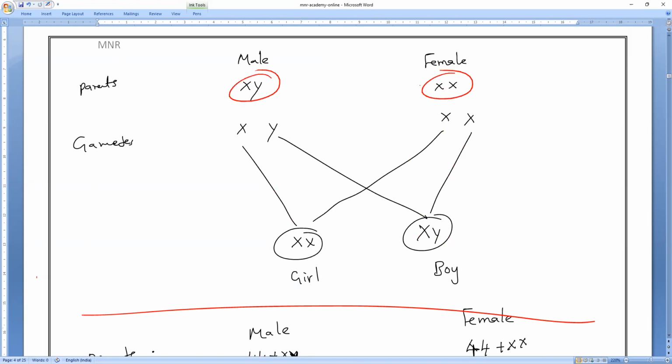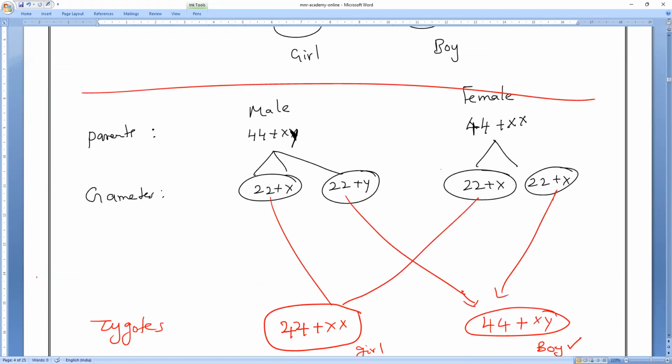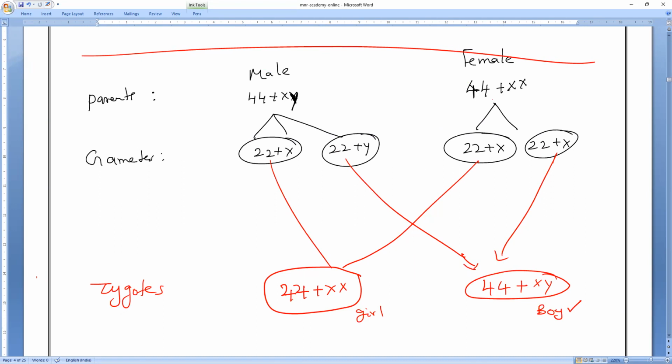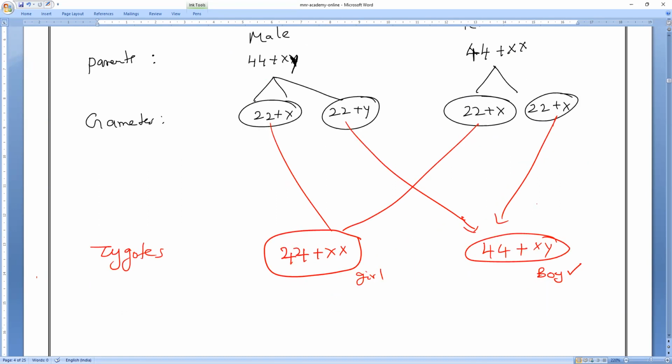XY parents, XX female, and X is a gamete, Y is a gamete, X is a gamete, X is a gamete. So only gametes are formed, and the remaining chromosomes are equally distributed. So it means 22 plus 22, 22 plus 22. That is how it will be forming.